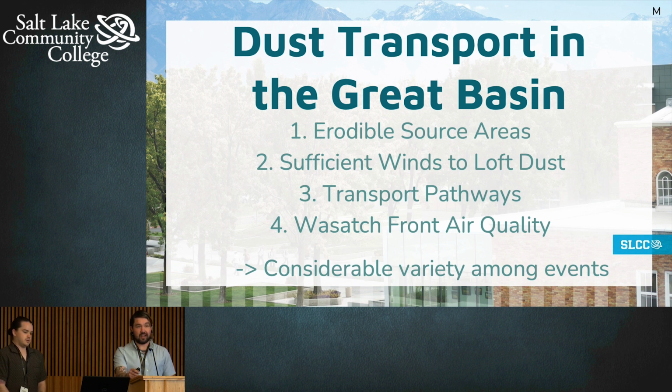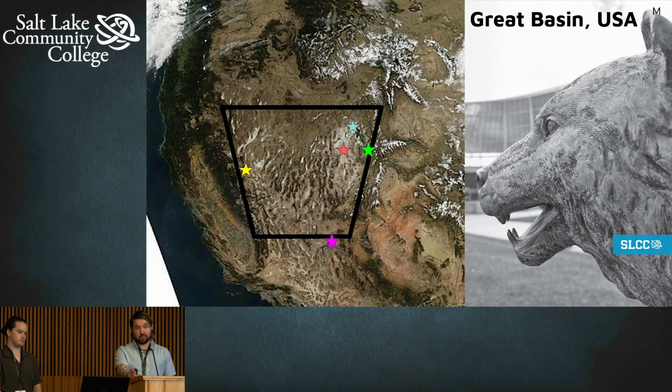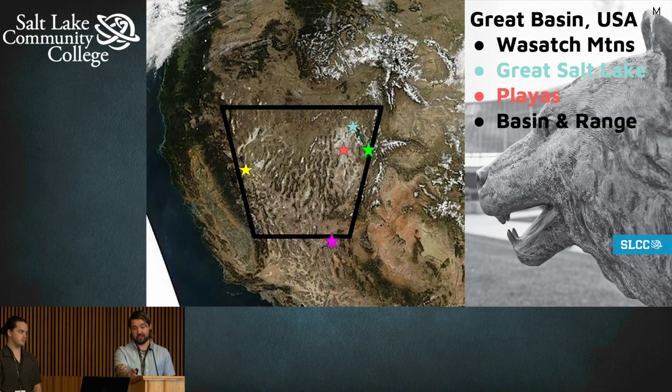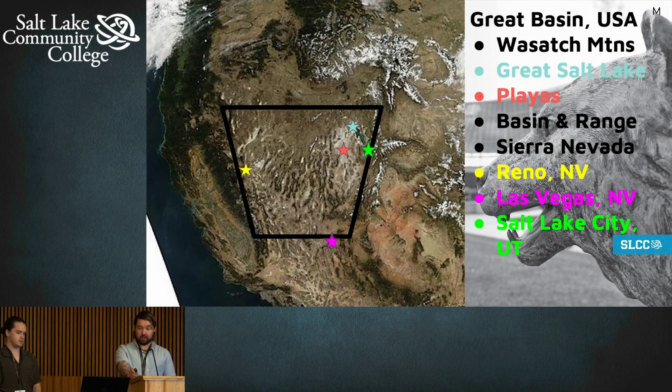Among events, there is high variability with source areas and direction. We can get dust from all over the Western Basin region. So what is the Western Basin region? It's essentially this right here, the high western desert. It's bordered here on the east by the Wasatch Mountains, and we see the Great Salt Lake as one of the high population areas, as well as sources called playas, which is essentially dry lake beds. And so here on the west side, it's bordered by the Sierra Nevada range. Reno, Las Vegas, Salt Lake, all being high population areas that are affected by this.